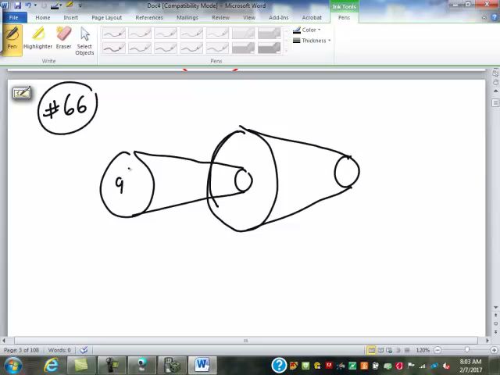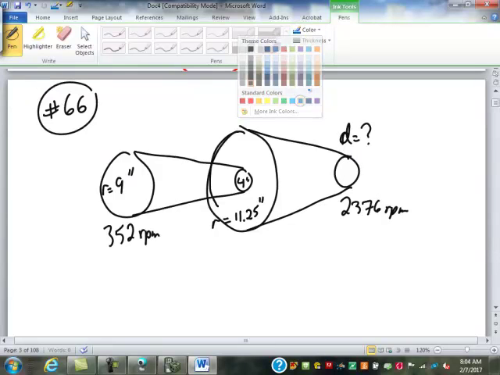So this is 9-inch radius. This here's a 4-inch radius. This is an 11.25-inch radius. This one is turning at 352 RPM. This one is turning at 2376. We want to know what that radius is on that last pulley. Actually, we want to know what the diameter is on that last pulley. We got to be careful.